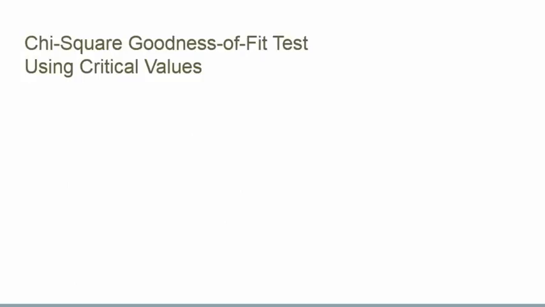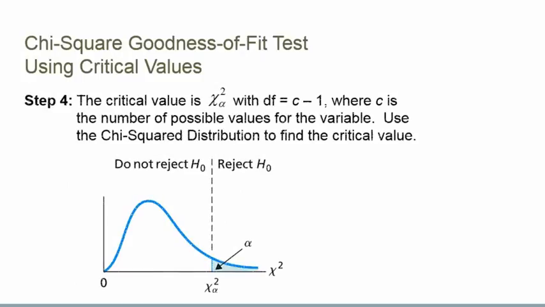Chi-square goodness of fit test using critical values. Step 4. The critical value is chi-squared sub alpha with degrees of freedom equal to C minus 1, where C is the number of possible values for the variable. Use the chi-square distribution to find the critical value. Chi-squared sub alpha is our critical value. To the right of chi-squared sub alpha, the area alpha is the reject H sub 0 region. To the left of chi-squared sub alpha is the do not reject H sub 0 region.